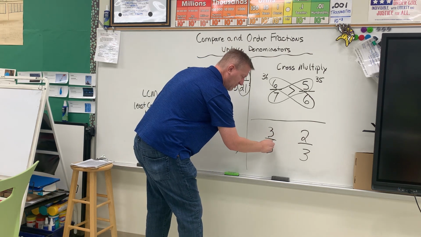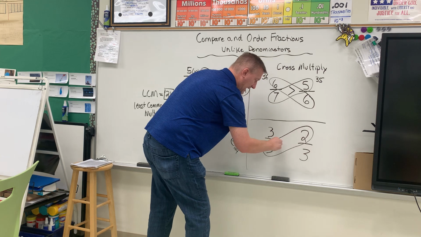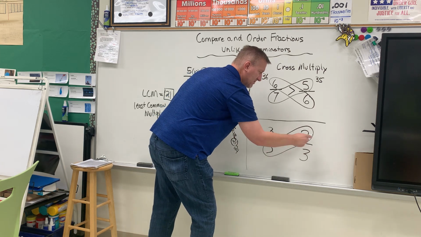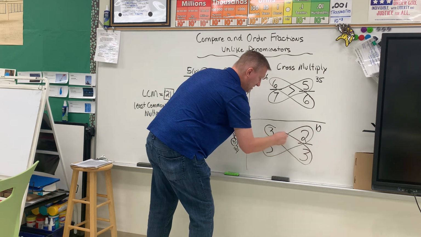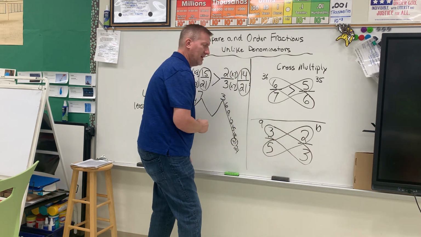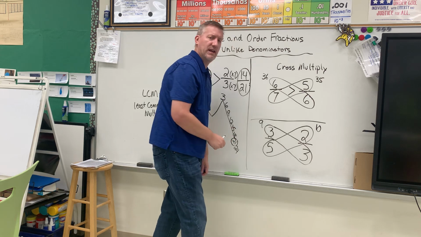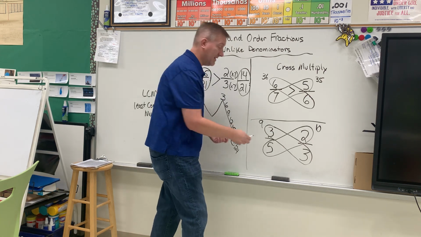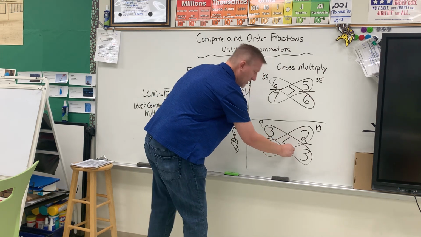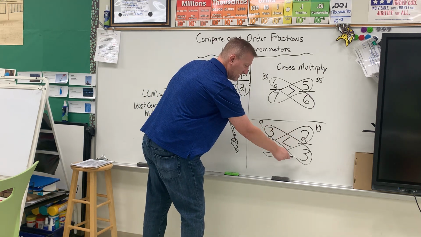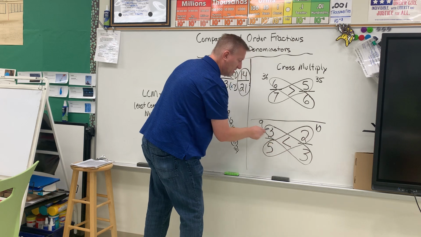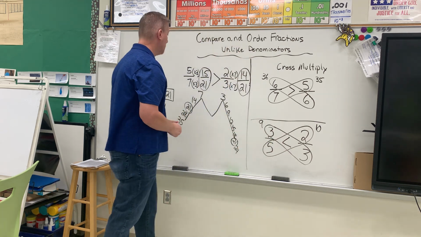So watch what we do. Go from the bottom to the top. 5 times 2 is 10. 3 times 3 is 9. Which is greater, 10 or 9? Yeah, 10 is greater. So you would face the symbol this way toward 2/3. So 2/3 is greater than 3/5.